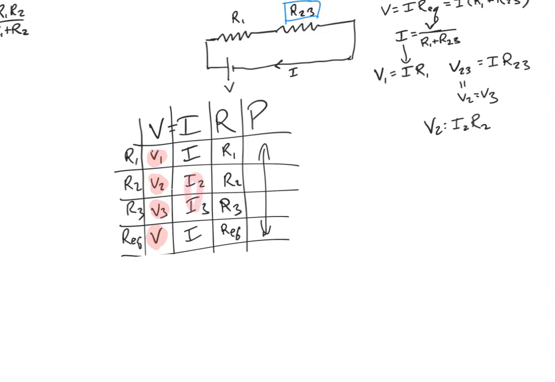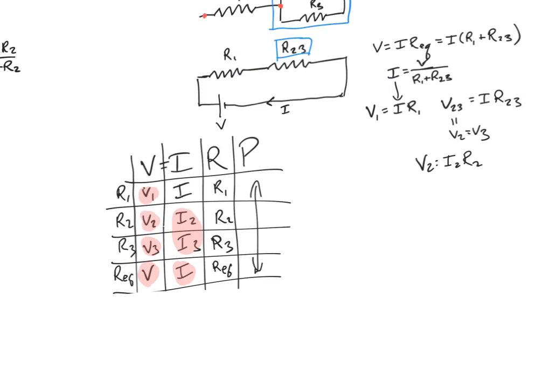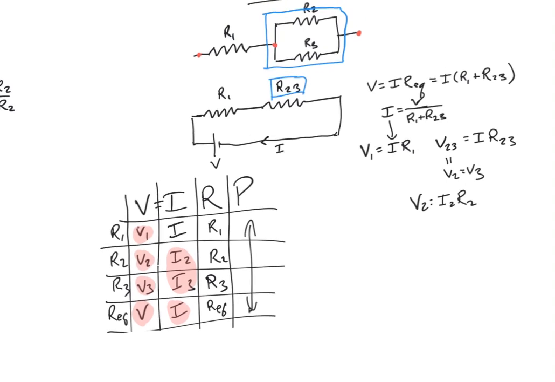For example, I2 and I3 together should add up to give us our total current, because all of the current had to split here into these two branches. So I2 and I3 together have to give us back our total current. So this is just a handy way of keeping track and organizing yourself.